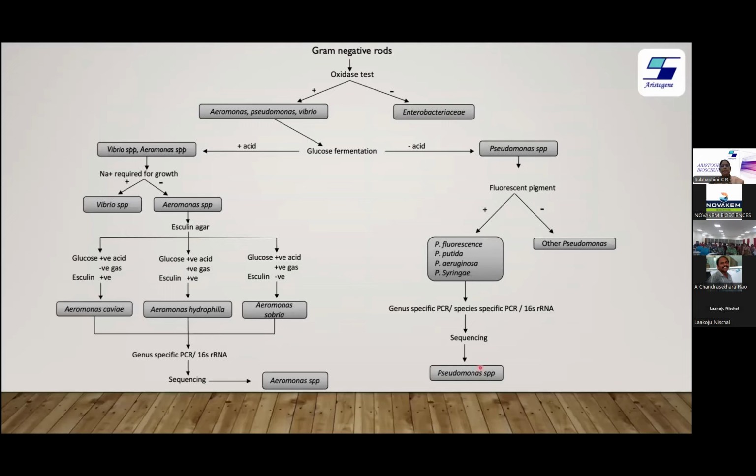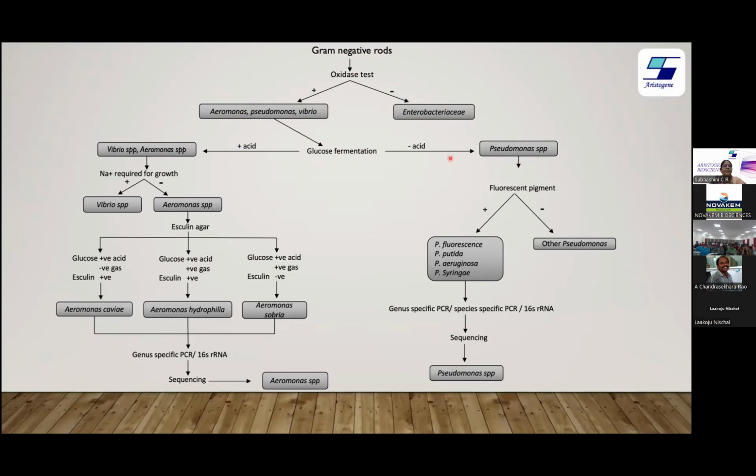So this is a flow chart which more or less works for many bacteria. First, once you inoculate the single bacteria into a liquid culture, we do gram staining. The moment we know that it is gram-negative rods, we subject it to the oxidase test. If they are positive for oxidase, then it could be either Aeromonas, Pseudomonas, or Vibrio. If it is negative, it could be other Enterobacteriaceae. Further, you subject them to glucose fermentation. Vibrio produces acid in the presence of glucose and turns the media color yellow.